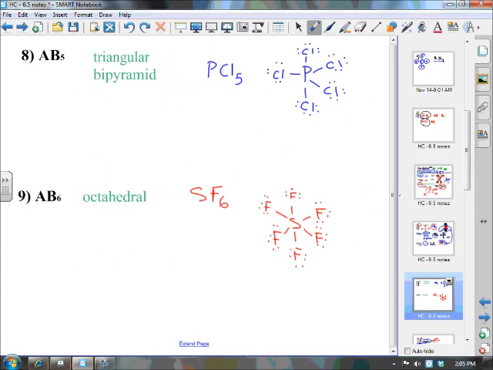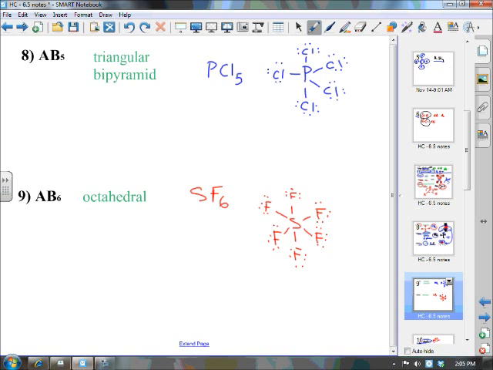Last two, and these two kind of break some rules. These are not ones that I'm going to expect you to be able to draw or predict. If you ever see a structure that has AB5, you think, wait a second, B5, that means 10 electrons. Can't happen. Octet rule. You're right from what we've learned so far, but there are ways the octet rule is broken. You don't have to worry about it yet.